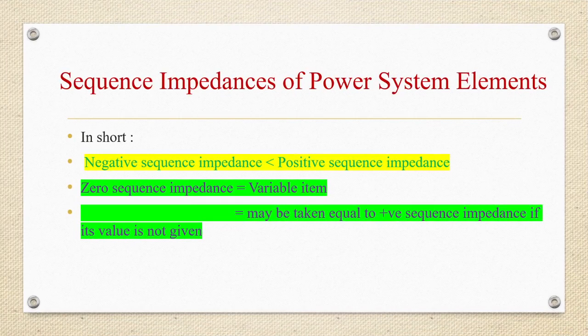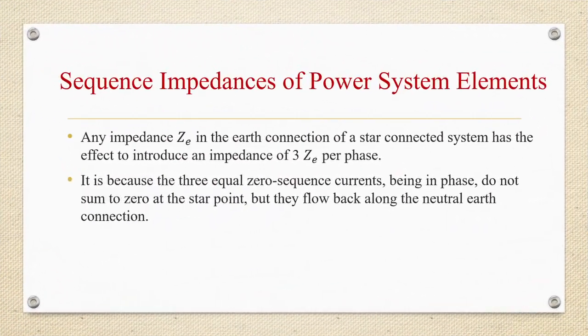So in short, whatever we wrote in words, we are writing in the form of an equation, that is negative sequence impedance is less than positive sequence impedance, and zero sequence impedance is a variable item. It can be taken equal to the positive sequence impedance if its value is not known. Any impedance ZE in the earth connection of a star connected system has the effect of introducing an impedance of 3ZE per phase, because the three equal zero sequence currents are in phase and their sum is not equal to 0 at the star point, but they will flow back along the neutral earth connection.